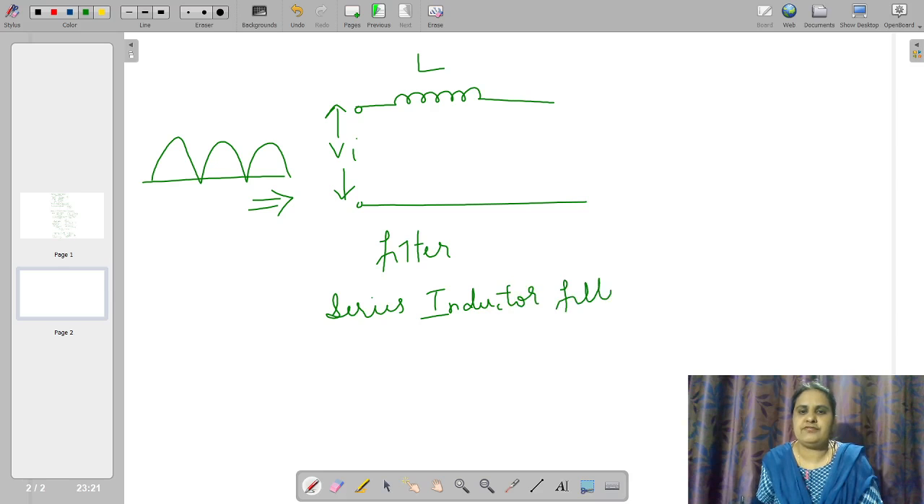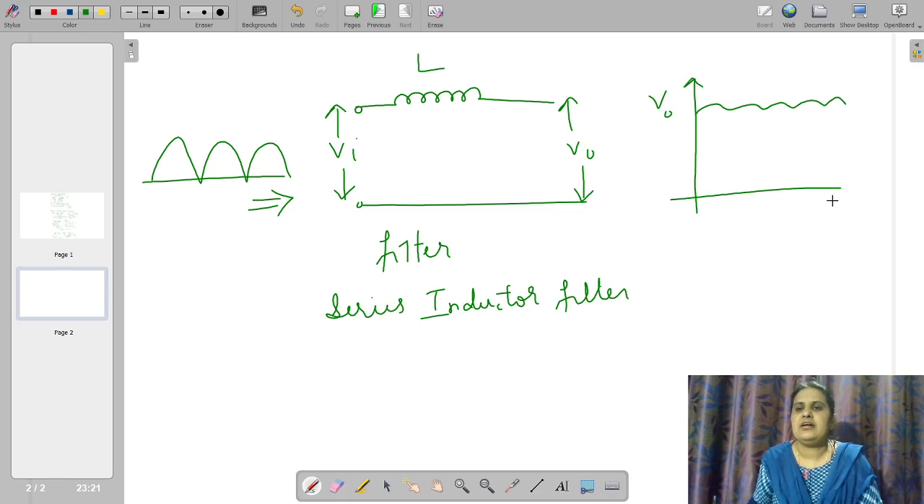Series inductor filter I am giving for us. So I will get the output of the filter as V0. This approximately is the output of the filter. It looks like approximately constant DC is present. Ripples are present, but a very small amount of ripples will be present. But what is the working of the series inductor filter?